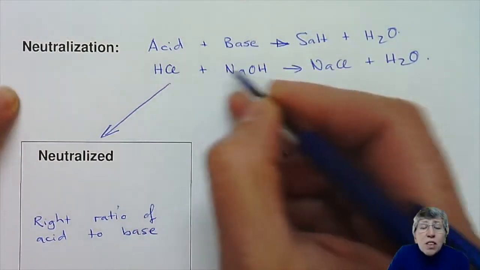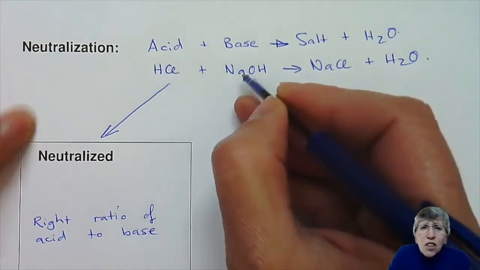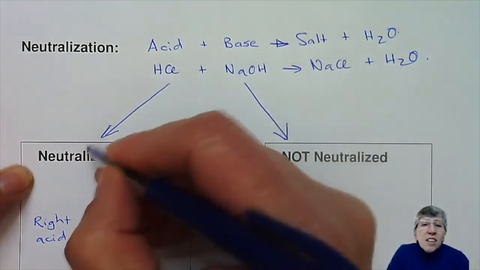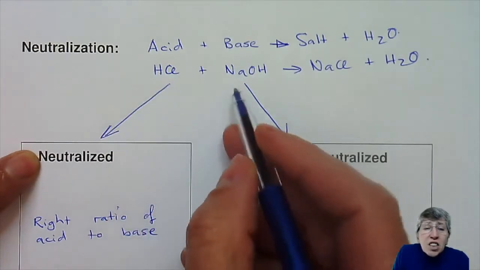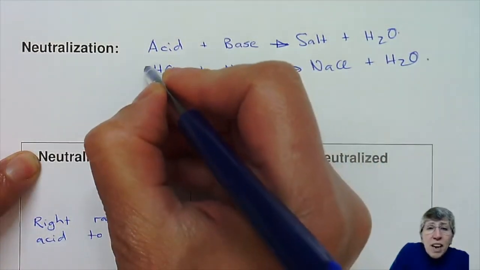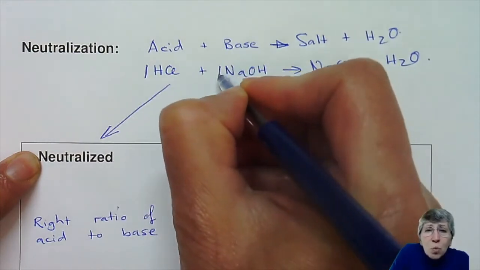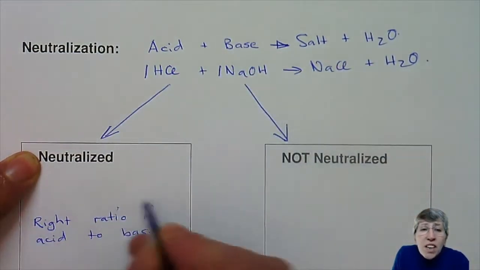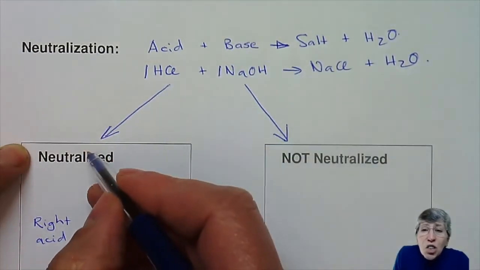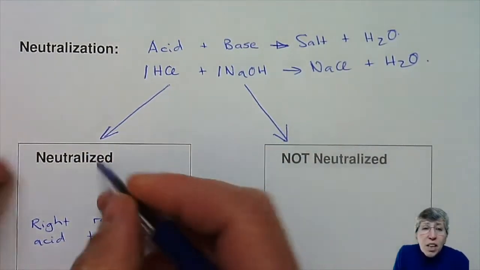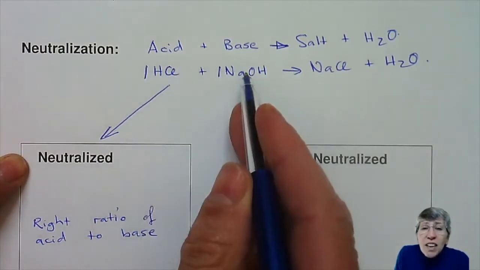So if you add, for instance, hydrochloric acid and sodium hydroxide, they are going to have a neutralization reaction, but only when you've added exactly the right amounts for one of those to react with the other. When they're in the right ratio, then we're going to say they are neutralized. So neutralized immediately tells you they are in the right ratio.